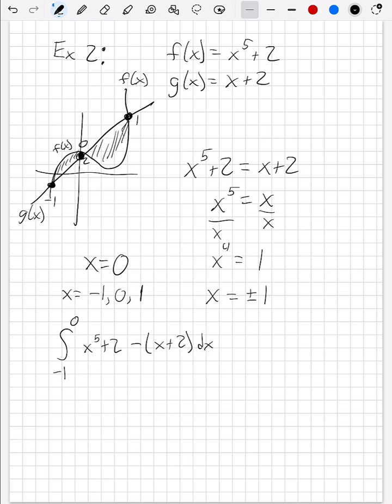And then I'm going to add that second area. Well, that second area runs from 0 to 1. But g of x is now on top, so I have x plus 2 minus x to the 5th plus 2 dx. And then I would just go through the integration methods, okay? So the thing is, it's always top curve minus bottom curve, but we want to make sure that we encompass the entire area, okay?